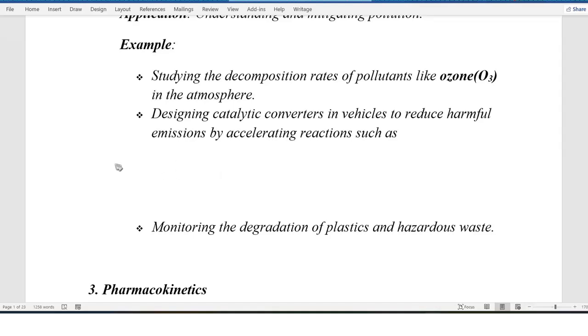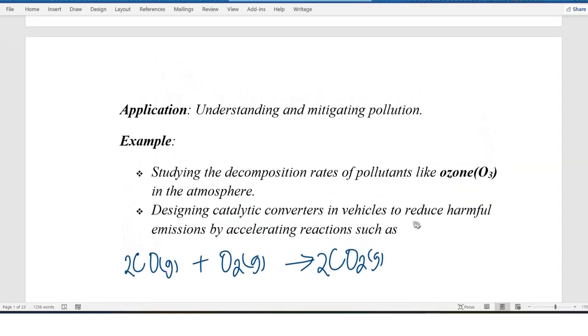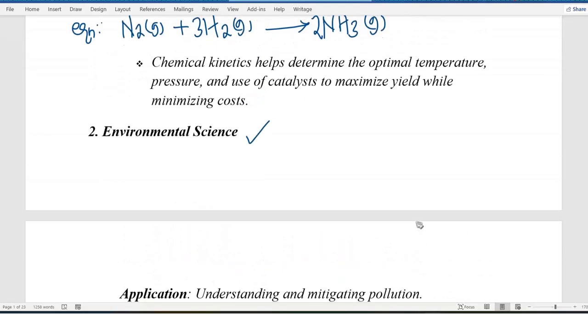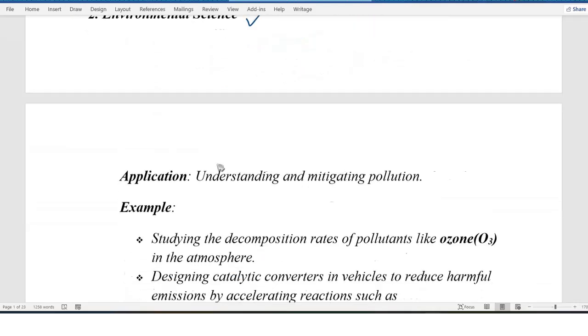So the reaction that usually happens in the catalytic converter is carbon monoxide being oxidized again to form carbon dioxide gas. So you can do the balancing by putting a 2 here and putting a 2 here. Then the other one is monitoring the degradation of plastics and hazardous wastes, which is also another important practical application of chemical kinetics under saving the environment.